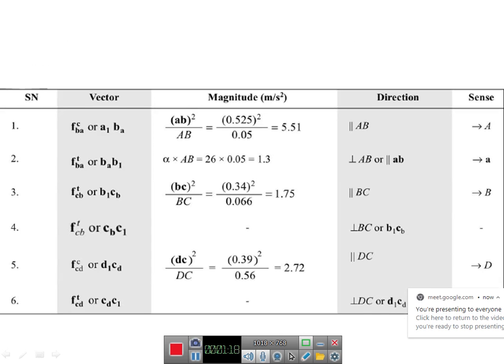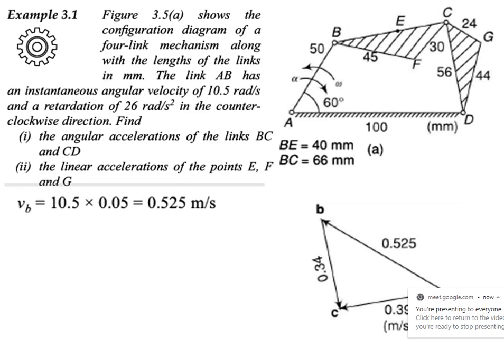Okay, so for this, the linear accelerations of points E, F and G are told to be calculated here. So first you should draw the velocity diagram. Same as in the last part of the velocity, where we discussed how to solve the velocity diagram. So start from the initial point A. Then perpendicular to AB you take a velocity.